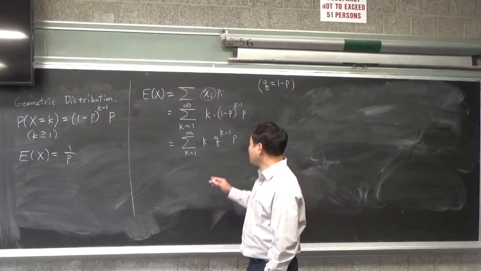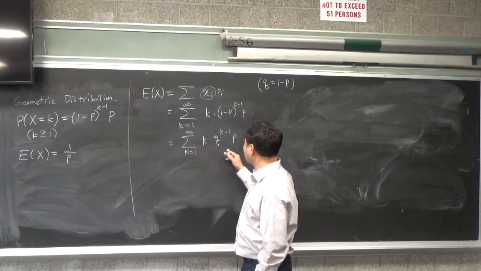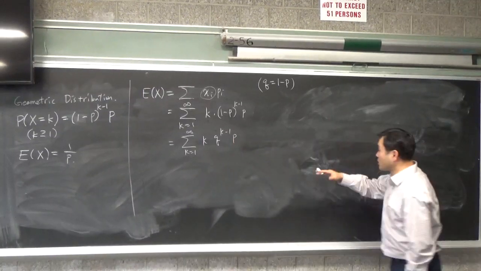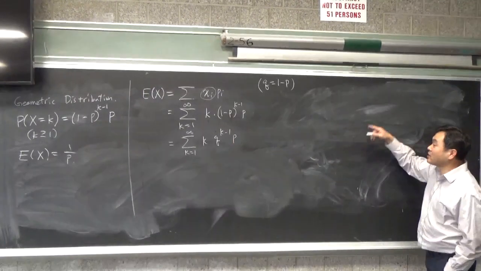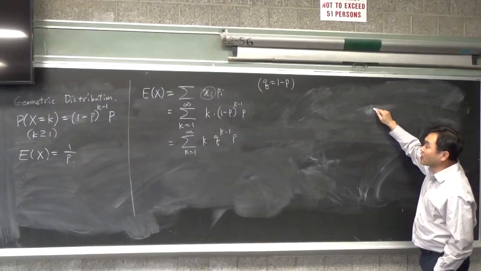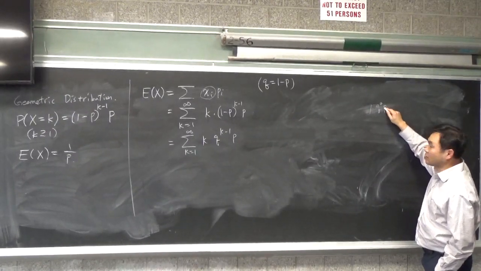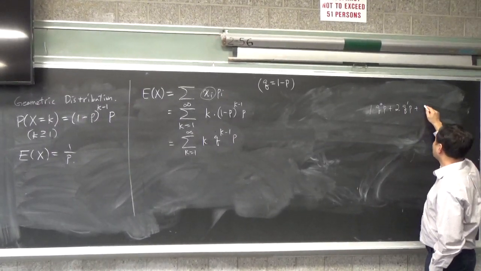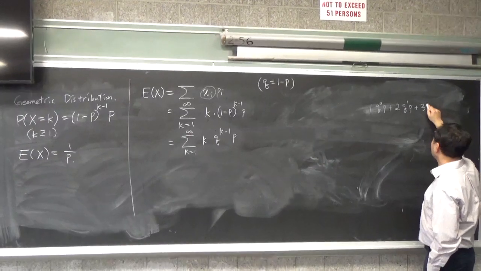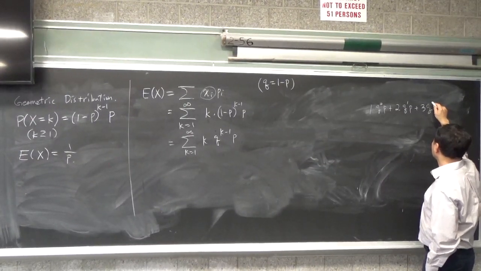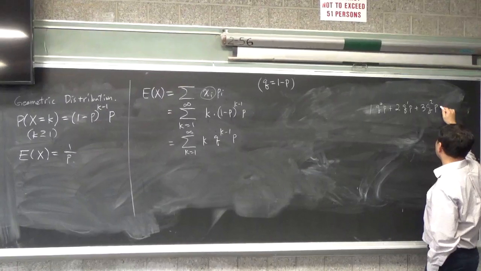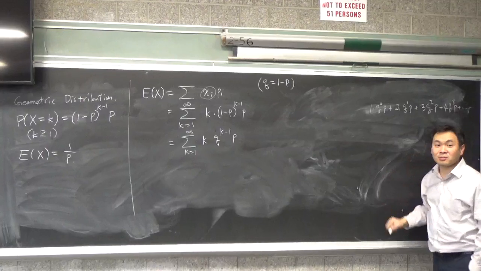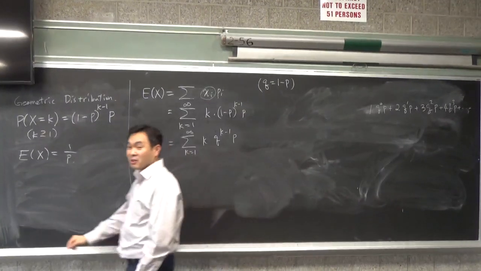Okay, at first, let's just see what this is. Rather than writing it here, let me just quickly write it down to see what it's like. It's like 1 times q to the 0th power times p, plus 2 times q to the 1st power times p, plus 3 times q to the 2nd power times p, 4 times q to the 3rd power times p, and then so on and so on. This is the infinite series that you're trying to figure out, okay?